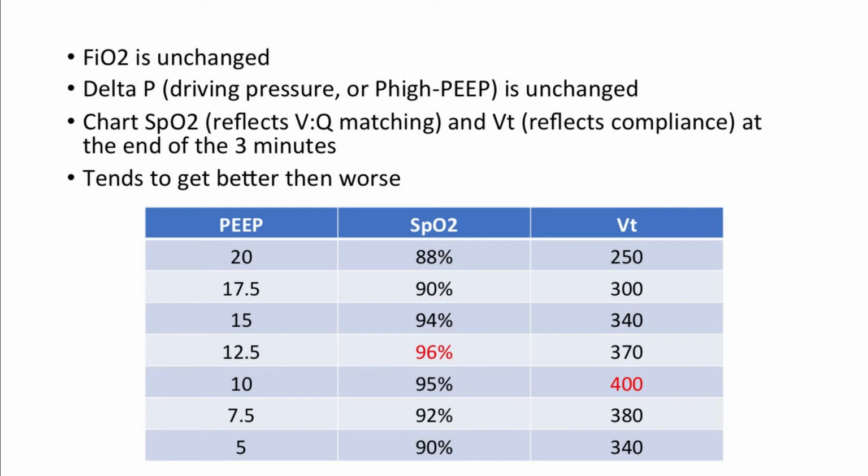And then as you come down, somewhere in the middle there'll be the best SATs, and they've got the best VQ matching. And then as you de-recruit and lose PEEP and get worse shunt the other way, then you get lower SATs. And the same is true for the compliance. So at the end, you have a best SATs and a best tidal volume. They're normally in roughly the same place, but not always exactly the same place. And you look at this chart and you go, well, for this patient, oxygenation is a bigger problem or compliance is a bigger problem, then you set the PEEP.